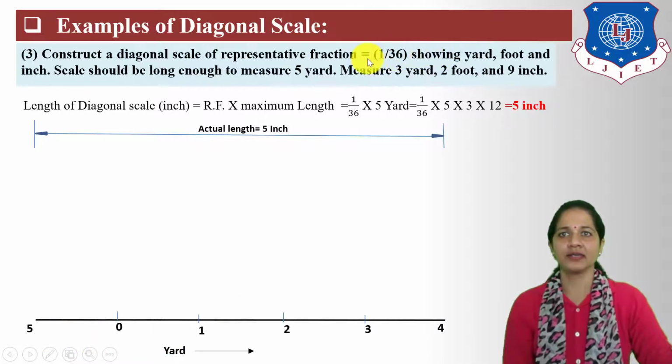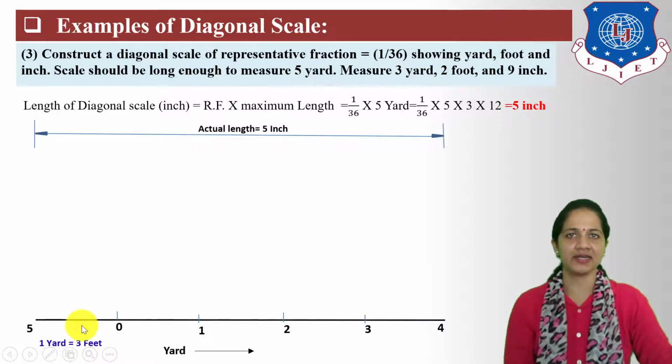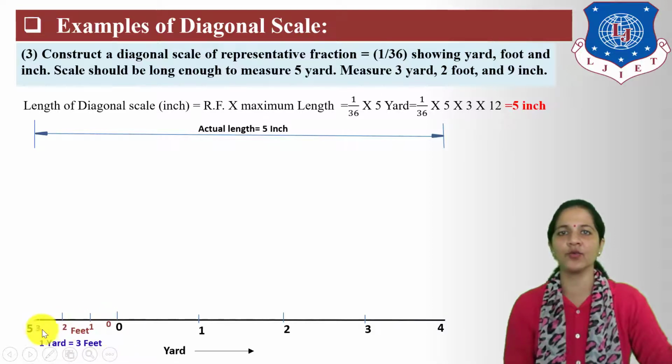Now here, the relation of yard and feet: we know that 1 yard is equal to 3 feet. So the first division is divided into equal 3 parts, which indicate feet, and mark the feet points as 0, 1, 2, 3.